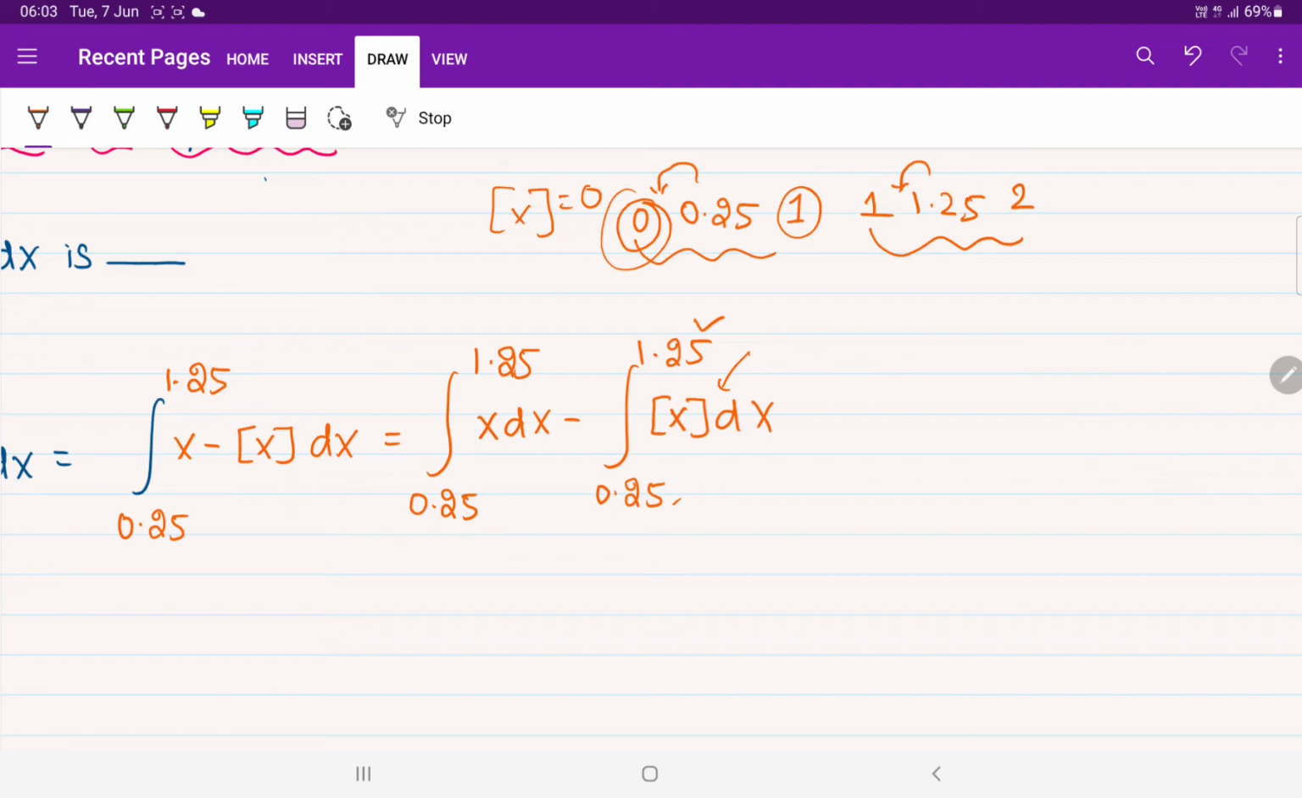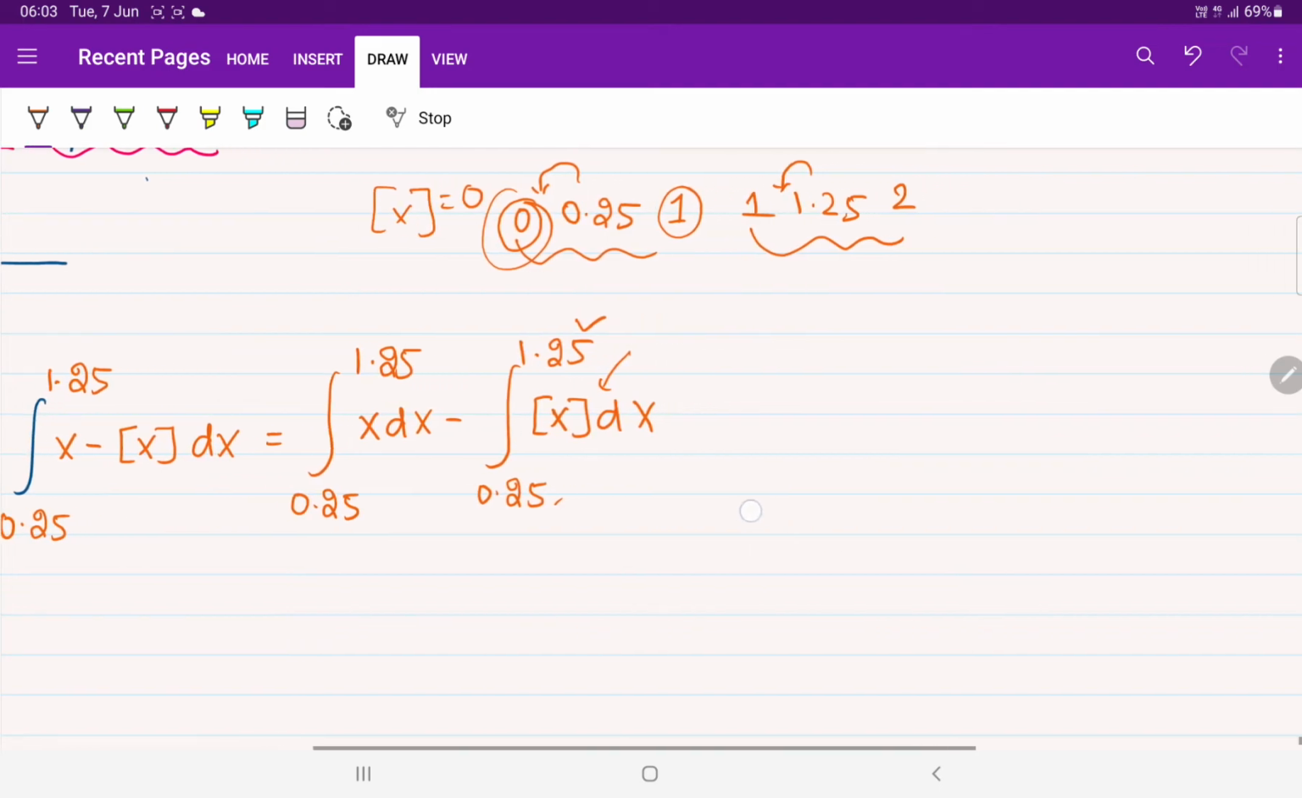But here we will have two values for the closed interval of x. How is it possible? If I select 0.25, then the interval should be 0 to 1. If I select 1.25, then the interval should be 1 to 2. So how can I break these limits?